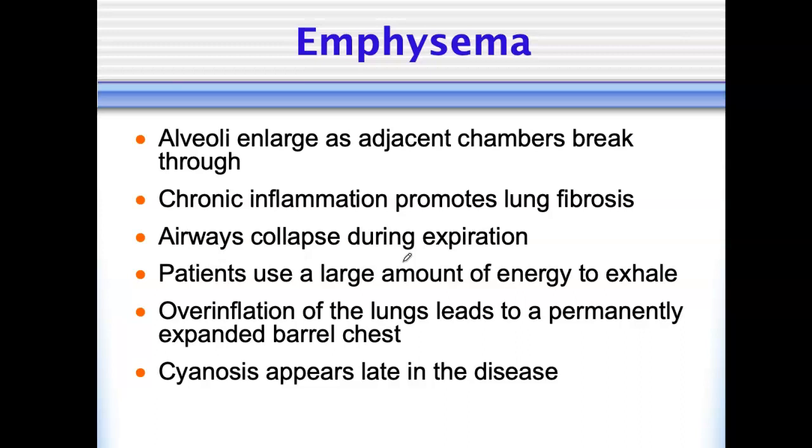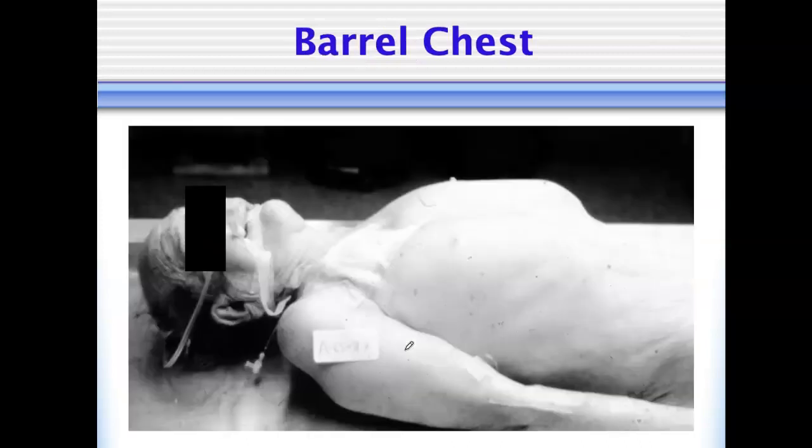And in advanced emphysema, cyanosis could appear, which is looking blue, and this would be very advanced. Sometimes also you see barrel chest. Barrel chest is an individual who seemingly is overinflated and can't let go of that extra air. And that's an example of it. There's a picture of it. Barrel chest.